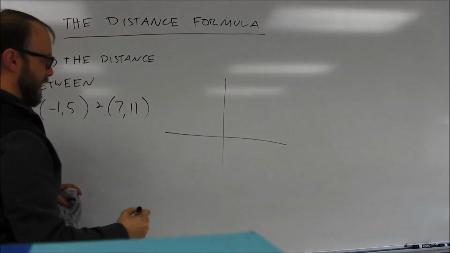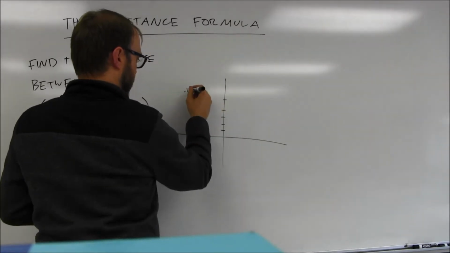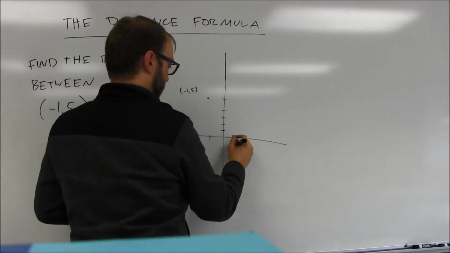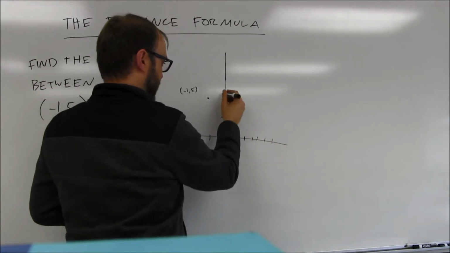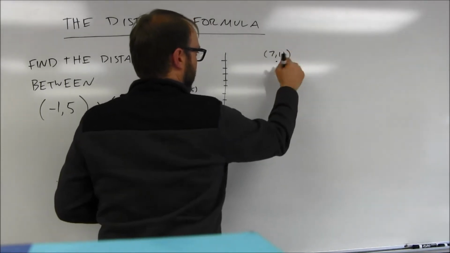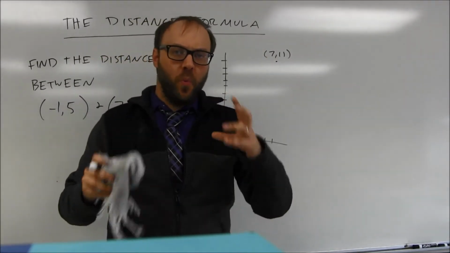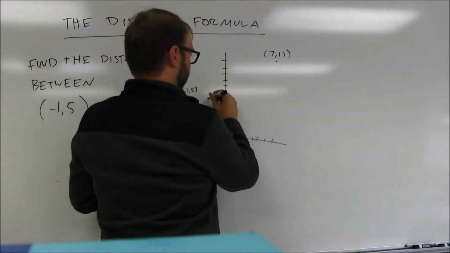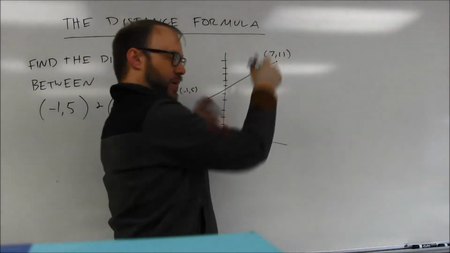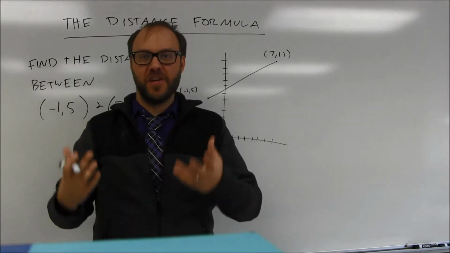So it's going to be a little bit more complicated. Negative 1, 5 can be right here. And 7, 11. Okay, so you notice I've got a point here and I've got a point there. What's going to happen here is I'm trying to find the length of a diagonally oriented segment. And short of measuring it with a ruler or something, that's not something I'm going to be able to do without some kind of geometric connection here.